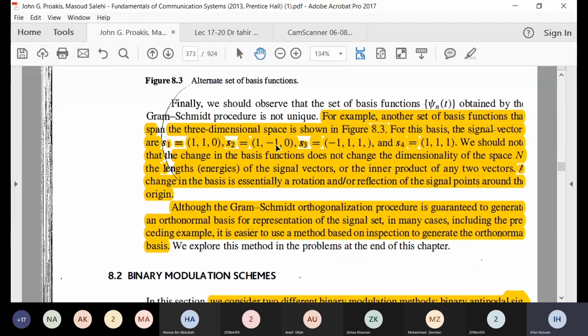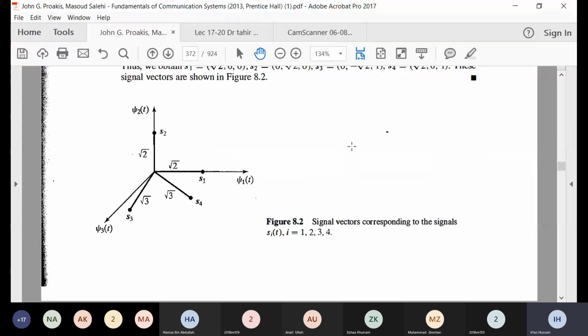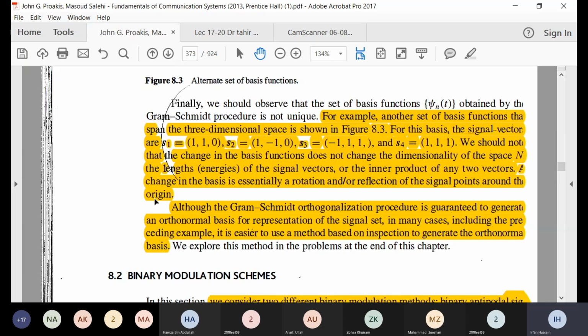The lengths will not change. And yes, the points could be rotated or reflected, but the lengths will remain the same. For example, you can see the S3 and S4, their representations give you the length of 3 for this orthogonal basis. And for the previous one, you can also see that S3 and S4 were also under 3. So the lengths are not changing, but yes, the positions are changing. You can say there is a rotation or reflection.